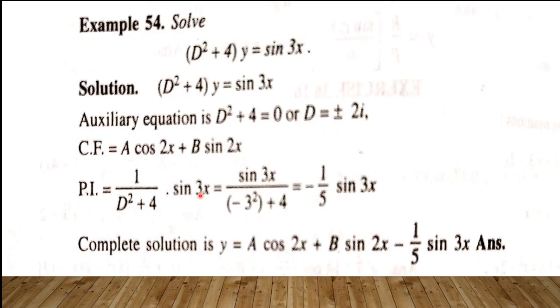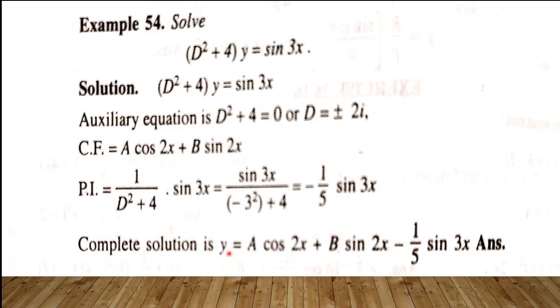What does the rule say? Replace a d square by minus a square. What is a here? 3. The square of a, 3 square, is 9. So minus a square means minus 9. Replace d square by minus 9. Minus 9 plus 4 is minus 5. So this is written as minus 1 by 5, with 1 on top, operated on sin 3x. So this is your particular integral.